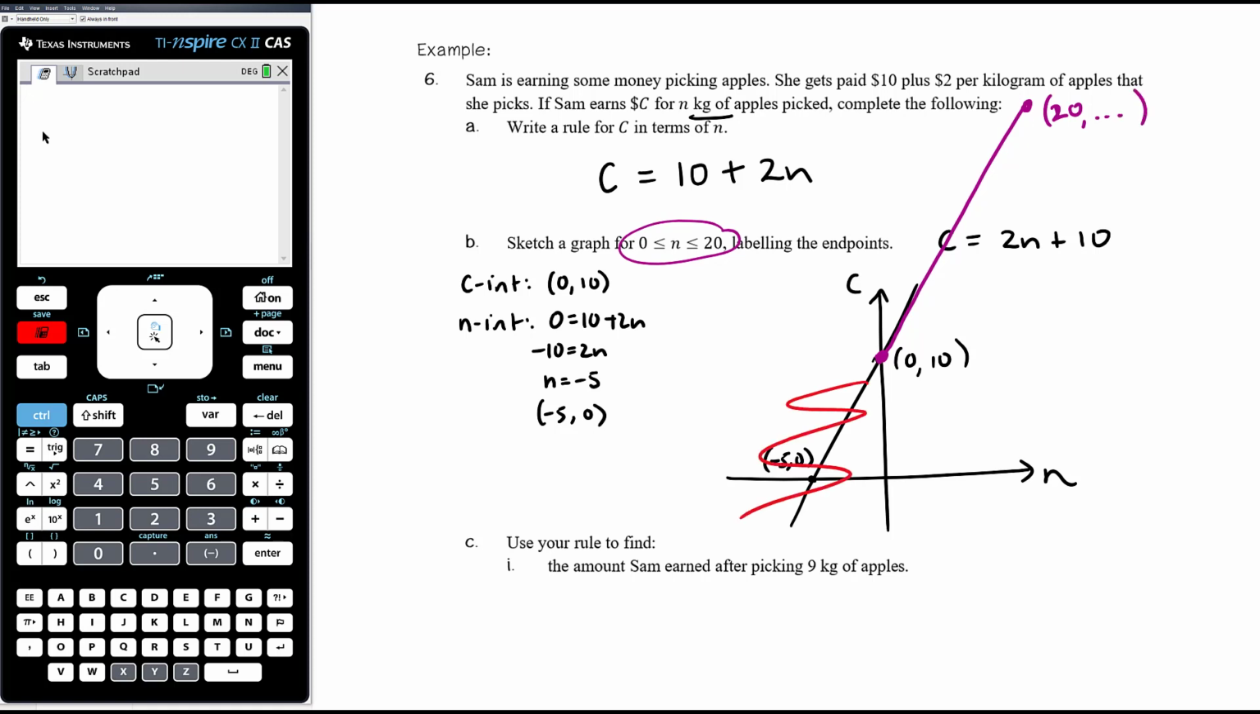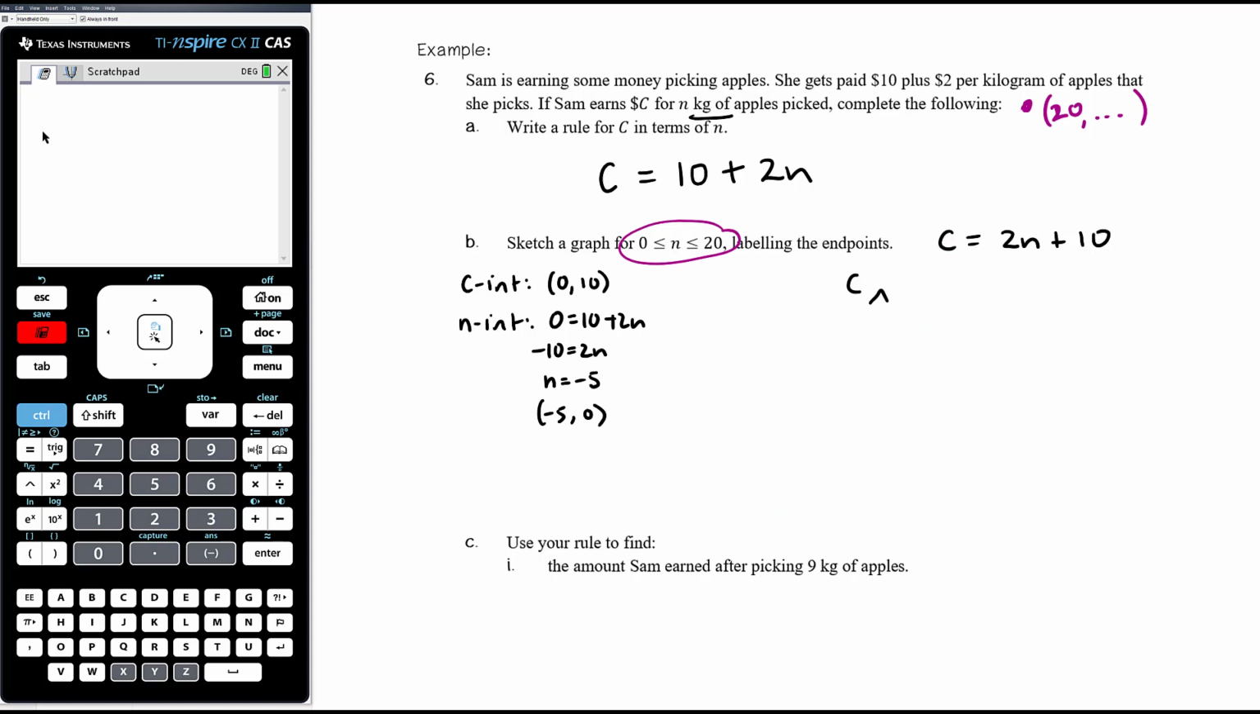Okay? So we're actually only going to draw a line going from where n is 0 to where n is 20. So the 2 points that I'm actually interested in here are when n is 0, which we've found, okay, and when n is 20, which will be the end point of the graph. When n equals 20, c is going to be 10 plus 2 times 20, which is 10 plus 40, which is 50.